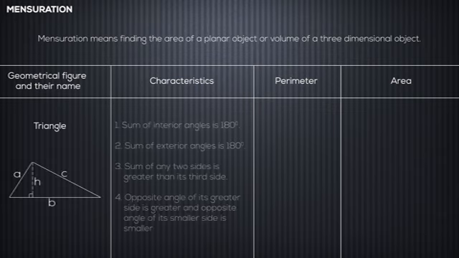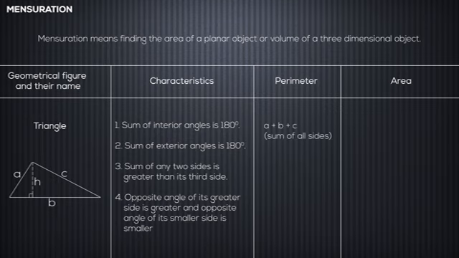For a triangle, the sum of interior angles is 180 degrees. The sum of any two sides is greater than its third side. The opposite angle of its greater side is greater and the opposite angle of its smaller side is smaller. The perimeter of a triangle is given by the sum of all its sides. The area of a triangle is given by half into base into height.